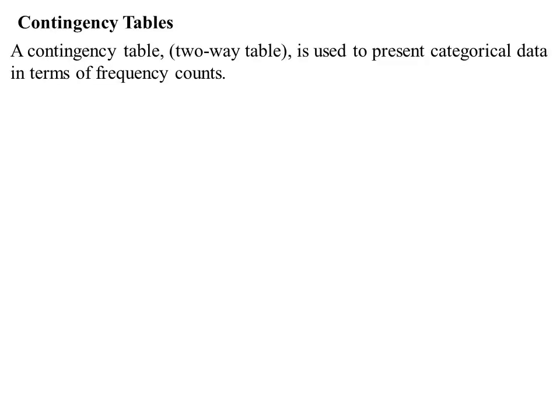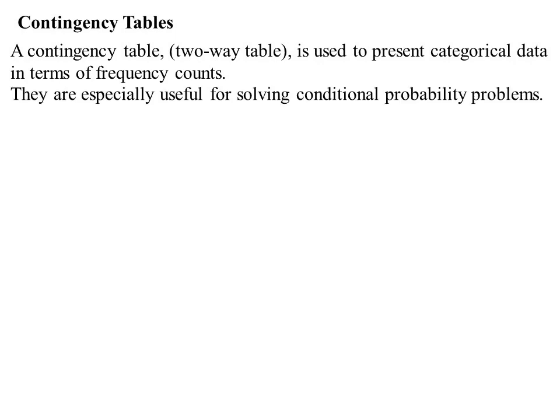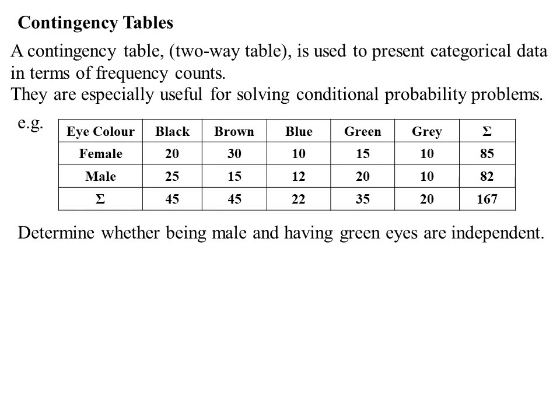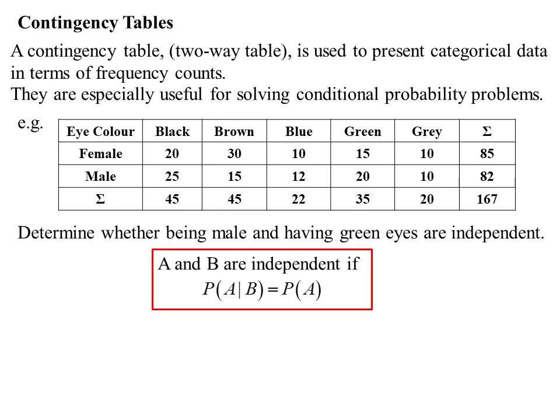Contingency tables. Now that's a two-way table. Really good for conditional probability problems. Here's one, speaking of eye colour, but the other piece of data we're collecting is the gender of these people as well. So if we had to work out, according to this data, whether being male and having green eyes are independent. A reminder, we said A and B are independent if the probability of A given B is the same as probability of A.